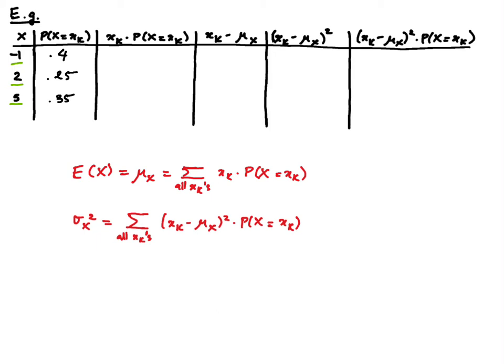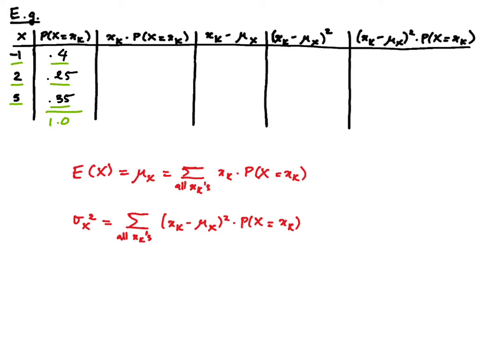So from this table, we know that x is equal to -1 with probability 0.4, is equal to 2 with probability 0.25, and is equal to 5 with probability 0.35. All these probabilities are between 0 and 1, right? And if you sum them up, you get 1. And so this is a valid probability distribution that we have here.